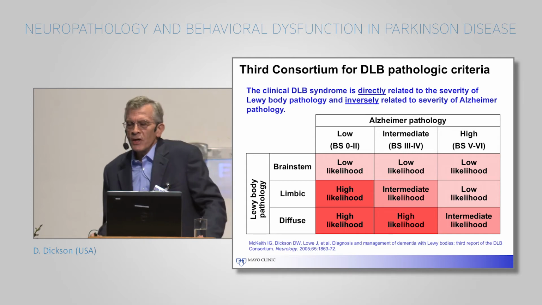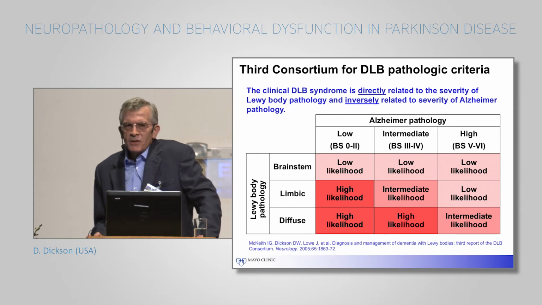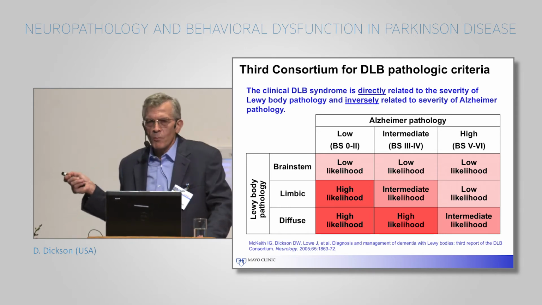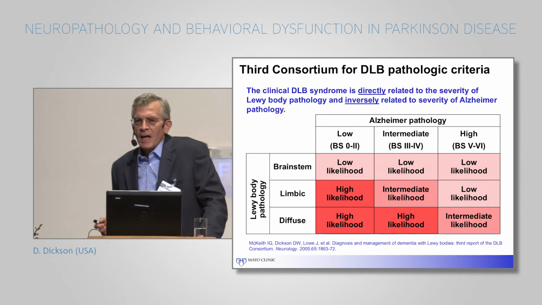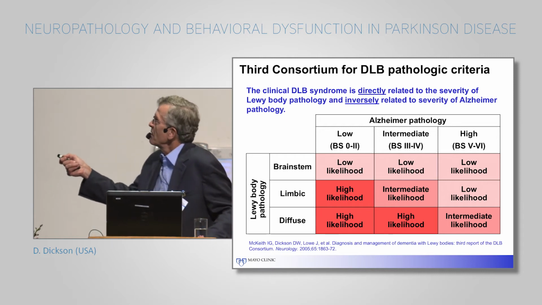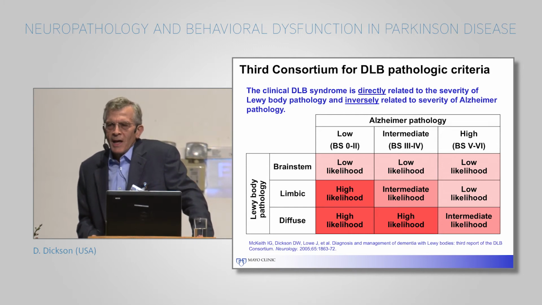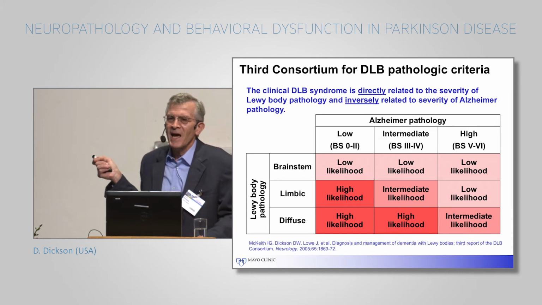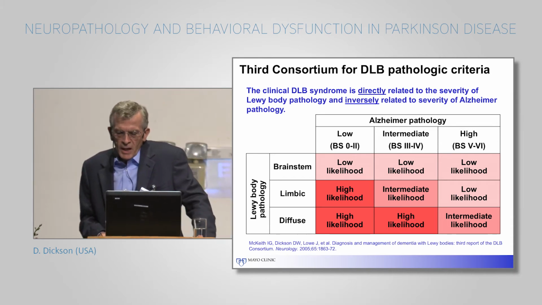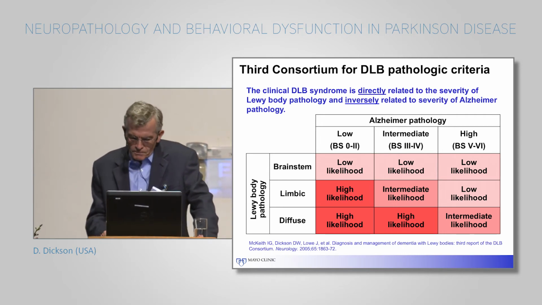And what has become clear is that the likelihood that the patient actually presents with a DLB syndrome is directly proportional to the severity of the Lewy body pathology. So the diffuse Lewy body cases are more likely to have DLB syndrome than brainstem. And it's inversely related to Alzheimer pathology. The higher the Alzheimer pathology, the less likely the patient would present as DLB. And that's because the Alzheimer pathology, if you will, trumps the synuclein pathology. And the majority of the patients with high Alzheimer type pathology actually present as Alzheimer's. And in fact, Alzheimer's disease is probably the most common of the Lewy body disorders.